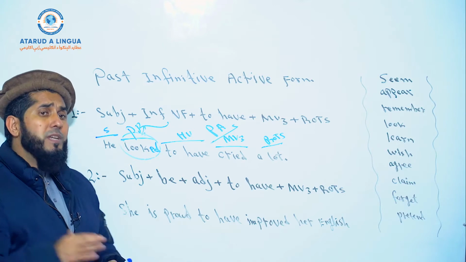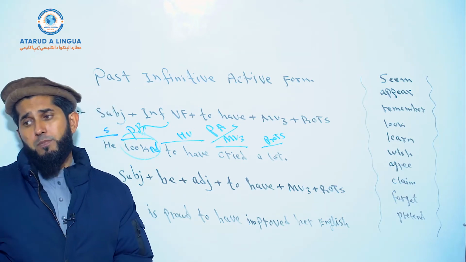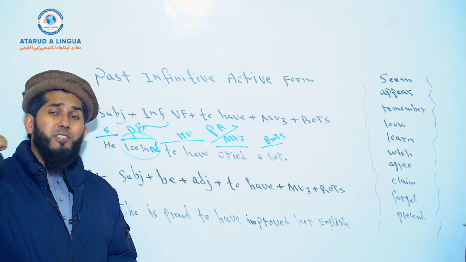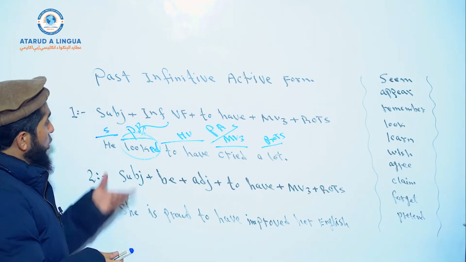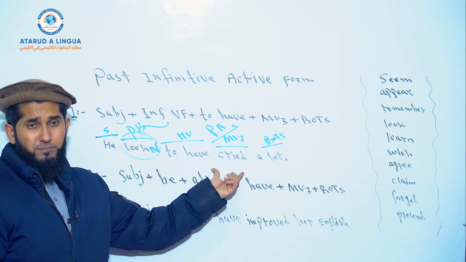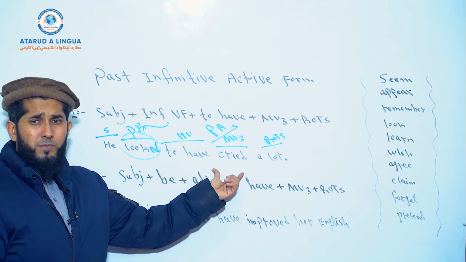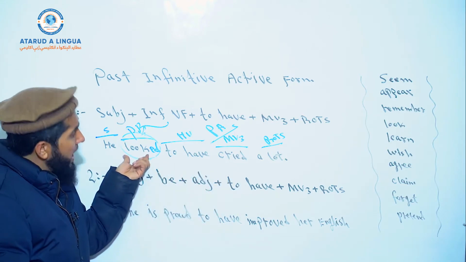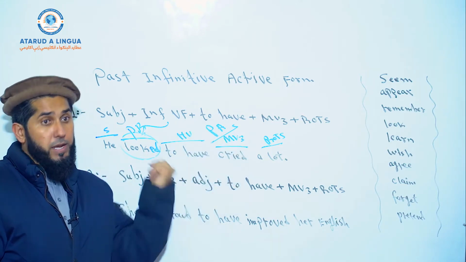Got the point? Your tense doesn't matter. But most of the times it is either simple present tense or simple past tense. You talk about the present remark of a past action or about the past remark of a past action. So he looked to have cried a lot. I saw him yesterday and he looked to have cried a lot. So now we talk about the past remark of a past action.